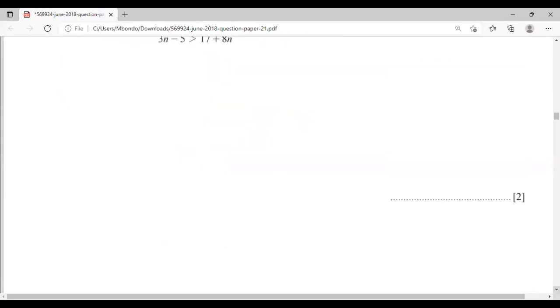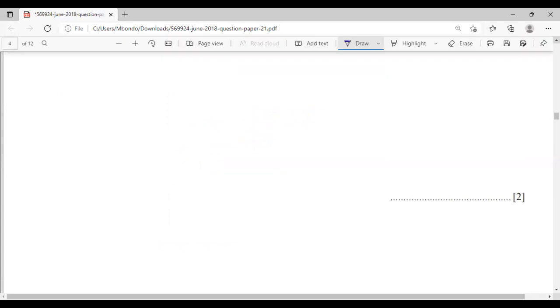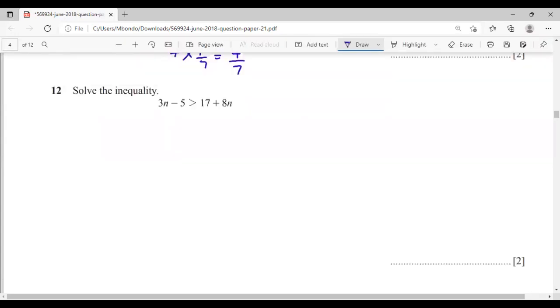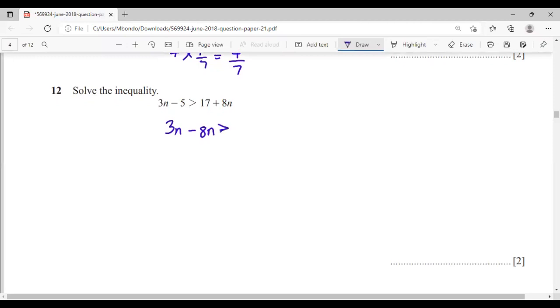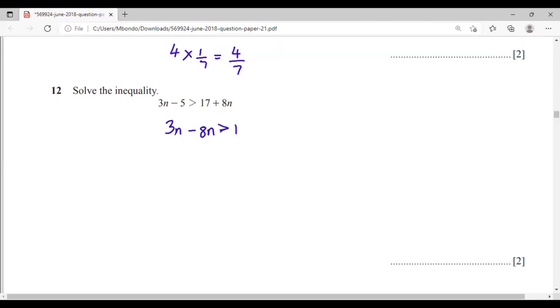We are almost getting to the last question of our part A. So how do we solve this inequality? So we are going to have 3n minus 8n is greater than 17 plus 5. Just like we do equations, isn't it? Then here we're going to have minus 5n greater than 22.